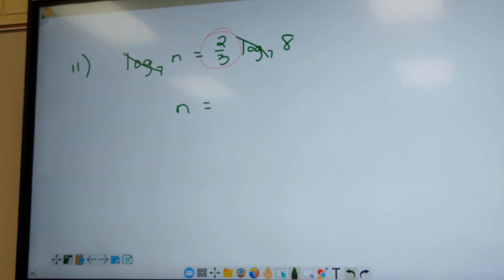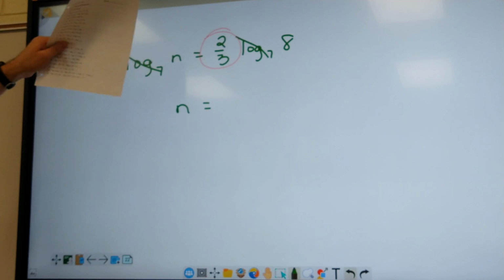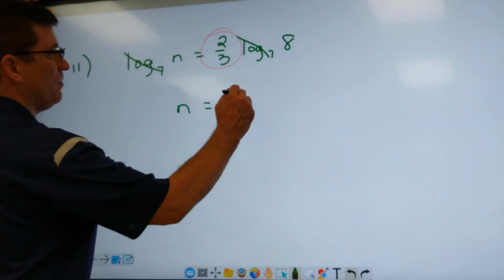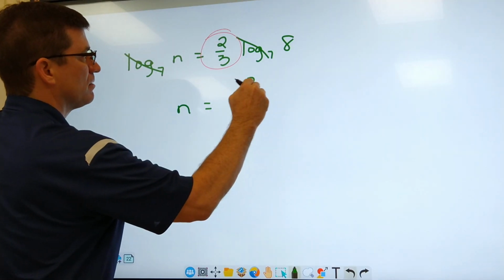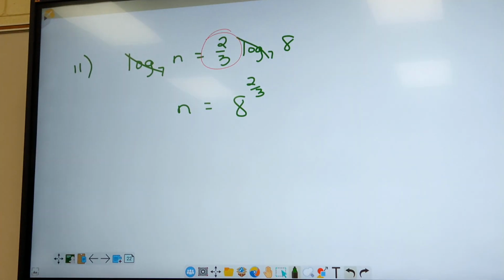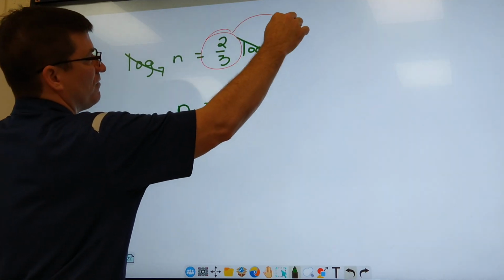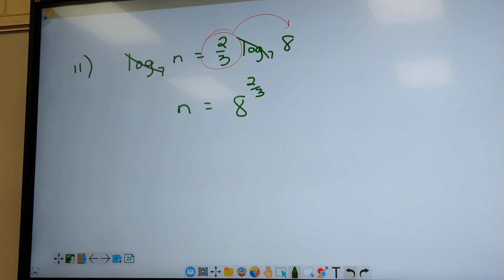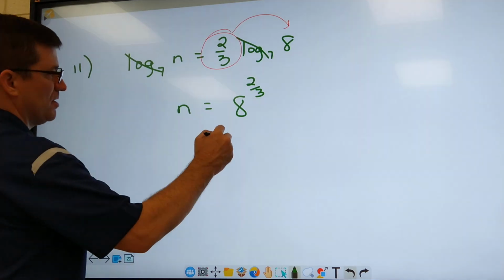Okay. Thank you. You guys want to guess what happens with a number that's in front of the log? What does it become when you set it up? It becomes an exponent. So then you can just type that in your calculator and get an answer. So it becomes the exponent for the number that follows it. Does that make sense? Answer's 4. All right, 4 is the answer on that one.